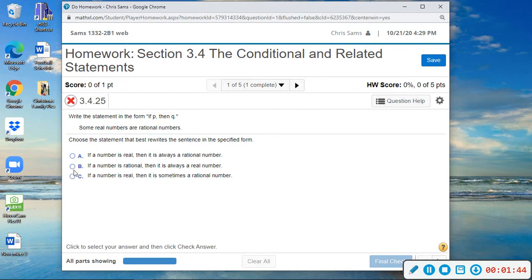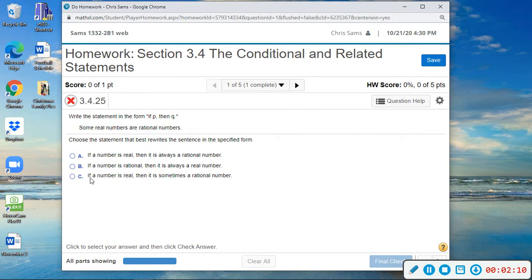B says, if a number is rational, then it is always real. And again, it says some real numbers are rational, so not all real numbers are rational. So it says if a number is rational, then it is always real. That is true. But we were looking at some.